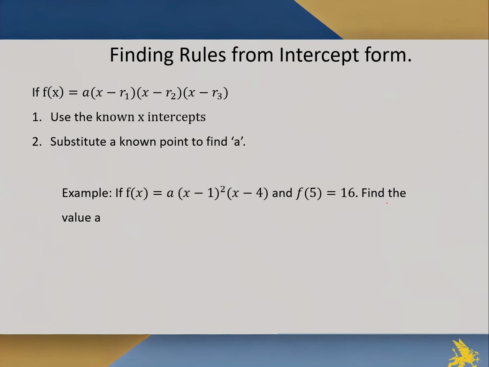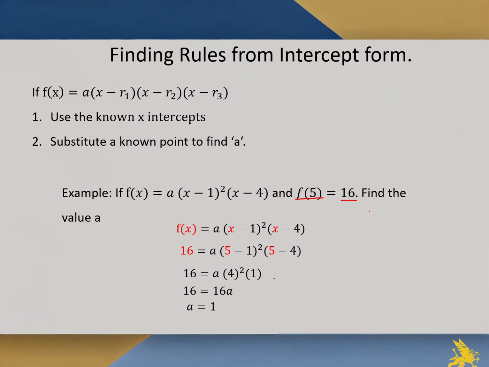So it's the same thing. This is our x value, which is 5, and this is our y value, which is 16. So all I'm going to do is grab my equation and substitute those values in. Then all I need to do is solve it. So 5 take away 1 is 4, and 5 take away 4 is 1. And then 4 squared is 16, so 16 times 1 is 16. That means a equals 1.